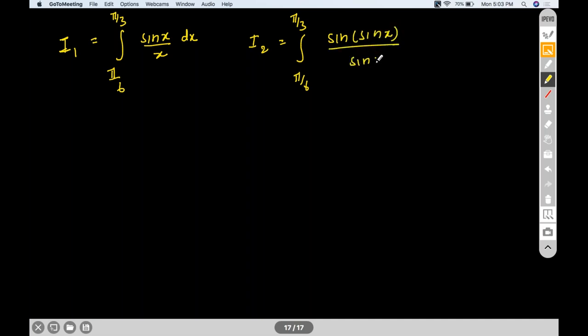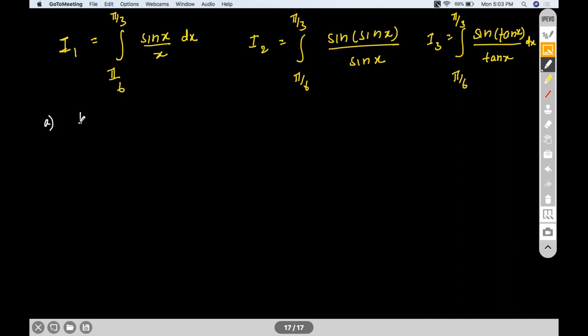Then let's have this question. We have an integral I1, which is integration of sine x by x from pi by 6 to pi by 3. And there's another integration from pi by 6 to pi by 3, which is sine of sine x by sine x. And we have another integration I3, which is sine of tan x by tan x. Then which of the following options is correct? Select the correct option.